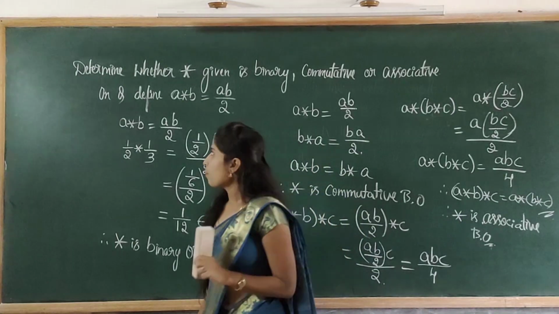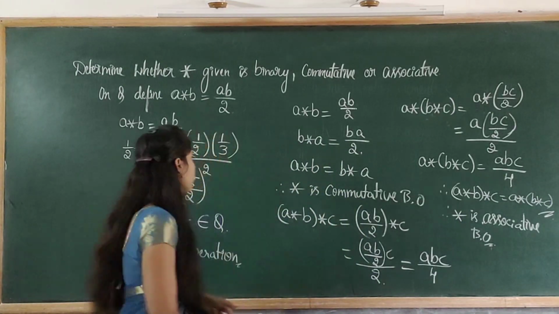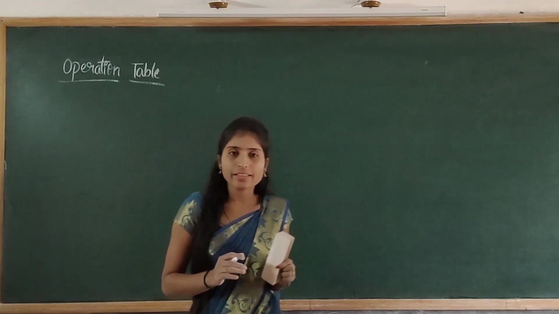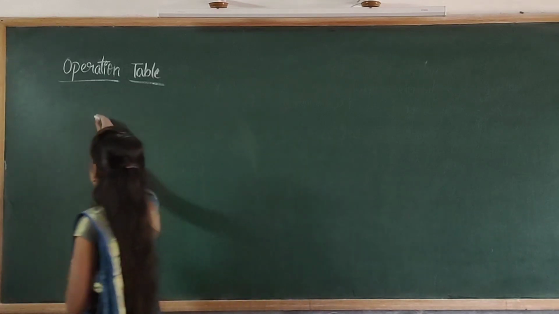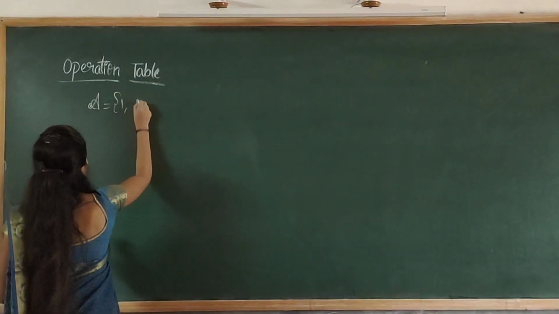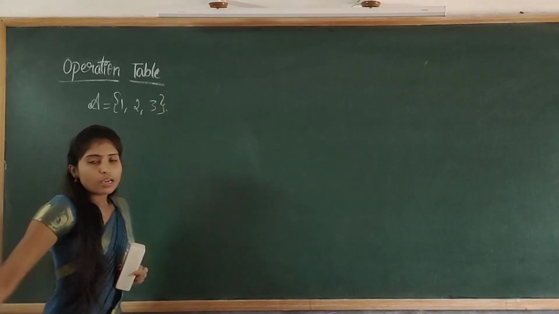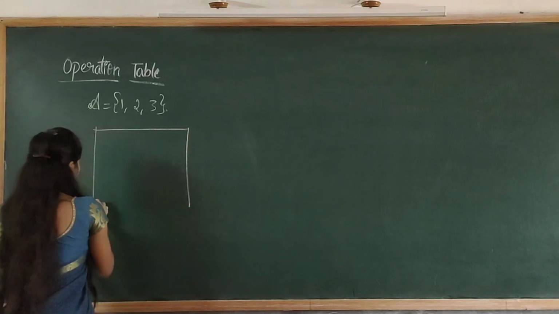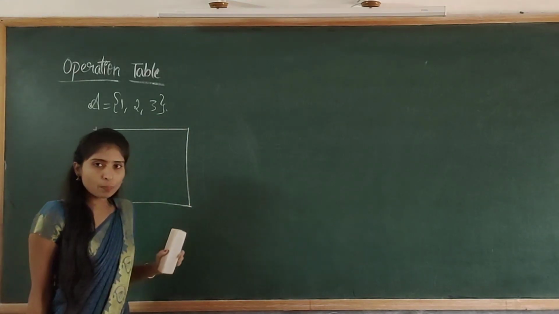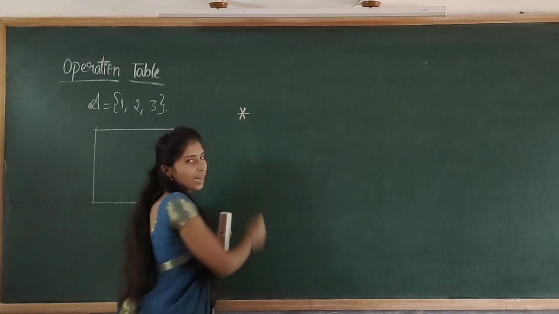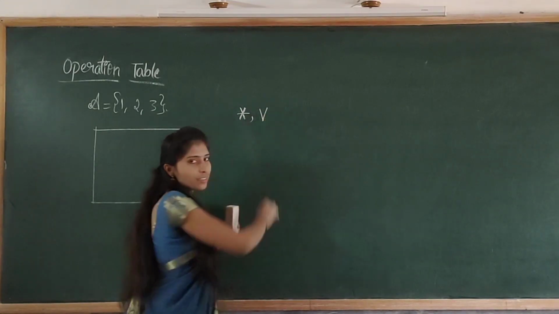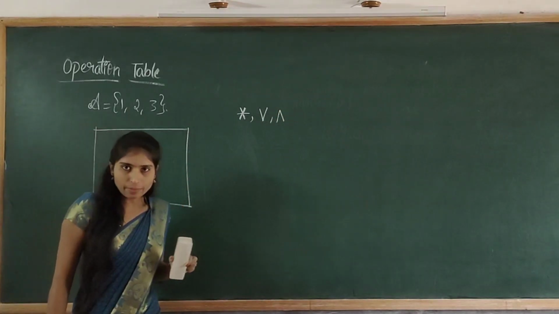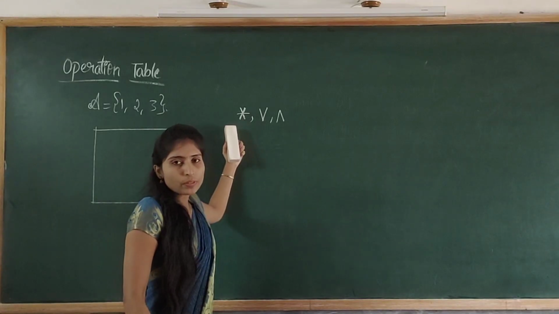Next, we see the binary operation table. Okay. Next is the operation table. In an operation table, when we are going to use this, in a set, the given list of numbers. For example, set A is equal to, if I take, 1, 2, 3. And here we use the tables, using the operation symbols: star, V, and wedge. Using these you can write operation tables. The star means you will put the operations.